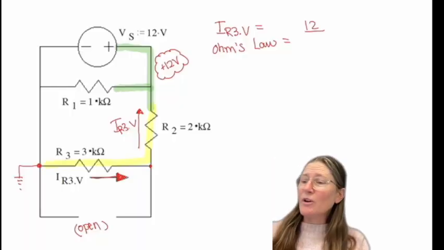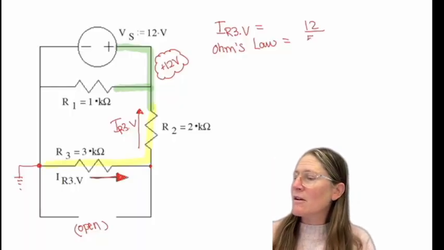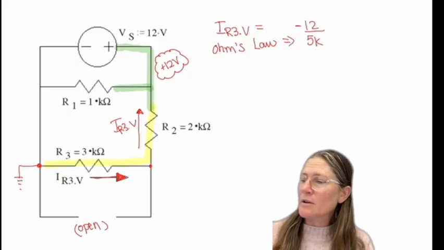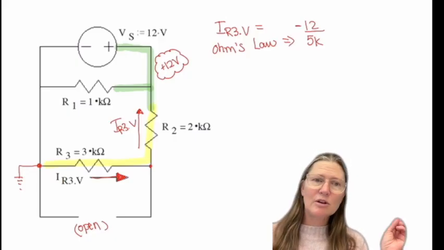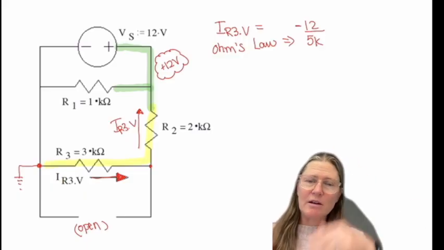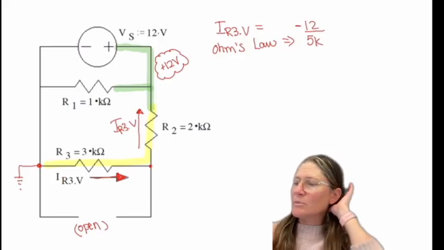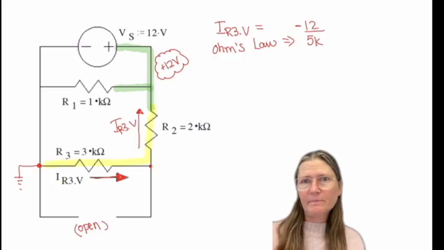So I would use the 5K. And is the IR3.V going to be positive or negative? It will be negative because the current is going from ground to that node. So IR3.V is minus 12 over 5K.